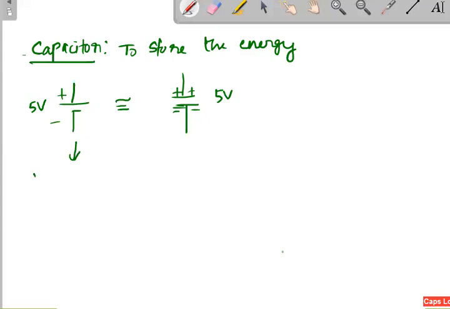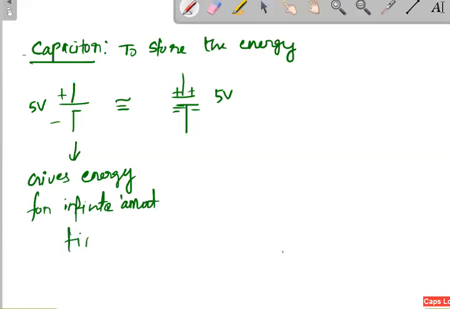Please remember a battery also drains away after some time, but from the circuit analysis point of view, it gives energy continuously, for an infinite amount of time. Whereas the capacitor gives energy only for a small period of time.